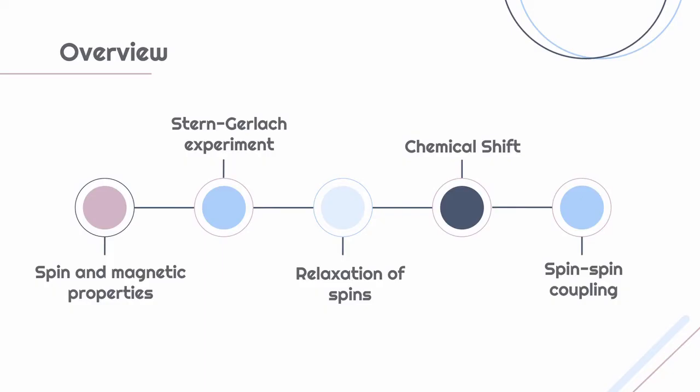We first discuss spin and magnetic properties, then briefly look at the Stern-Gerlach experiment, and then relaxation of nuclear spins and effects like chemical shift and spin-spin coupling.